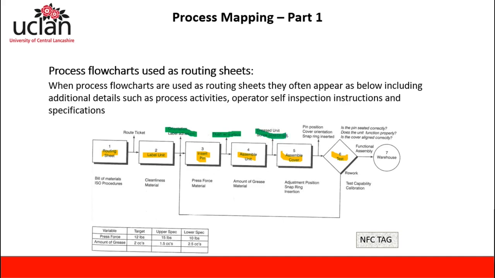And then going one step further, we also have specifications which are indicated at the bottom left. So as you can see, we have the press force of the material, which is 12 pounds, and the amount of grease to be used, which is 2 cc's. And in line with Industry 4.0, we can also make this document digital by adding an NFC tag on the sheet, which can either read data or write data to be tracked in the process.